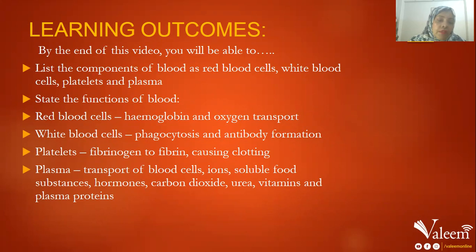After that, we will discuss the platelets. In the platelets, we will discuss how fibrinogen converts into fibrin and how clotting is formed. And after that, at the end, we will discuss the plasma. In the plasma, we will discuss the transport of blood cells and soluble food substances, hormones, carbon dioxide, urea, vitamins, plasma proteins, and many other things.